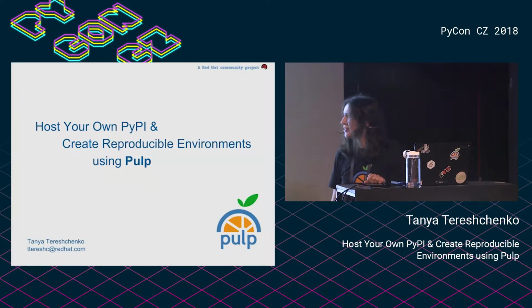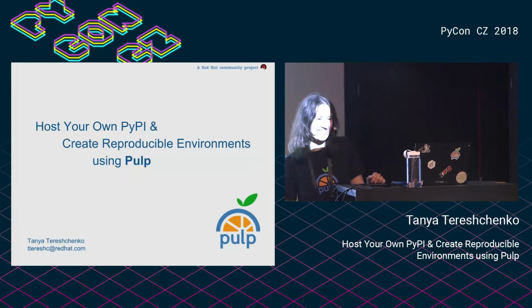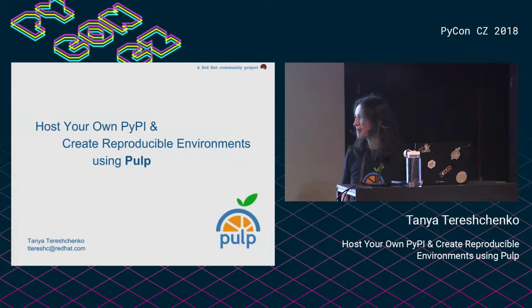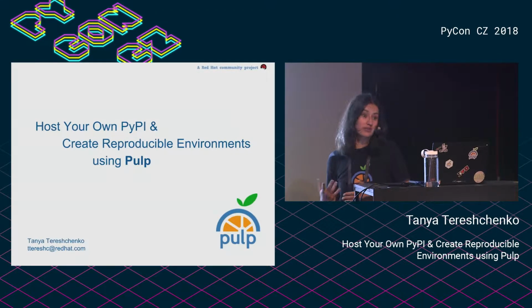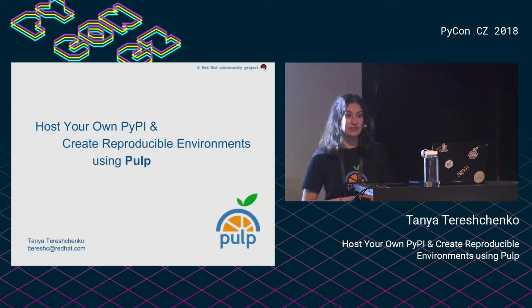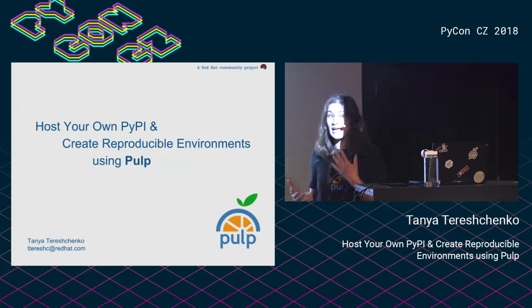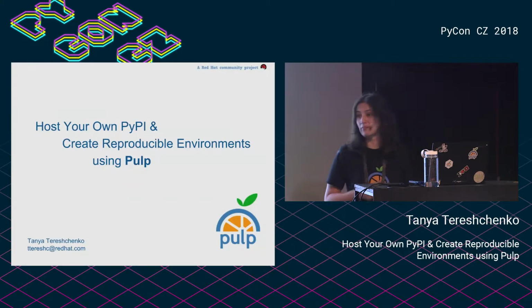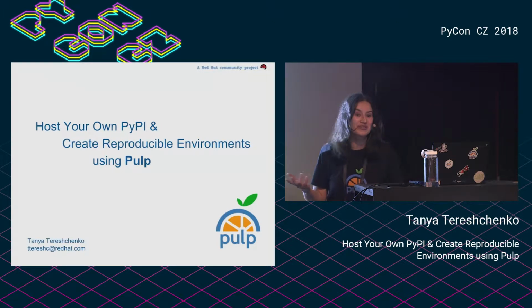So, does anyone know what Pulp is? Have you ever heard about it before? No, good, so that's why I'm here, right? Pulp is a platform for managing repositories of content, different types of content, such as Python packages, Ansible roles, I don't know, Docker images, just files, cat photos, for example.